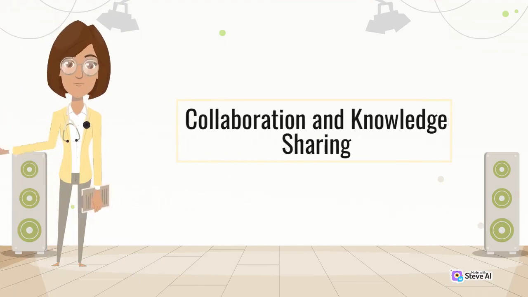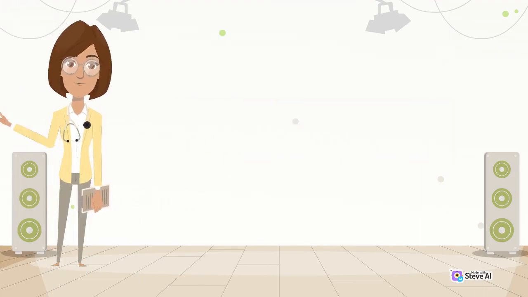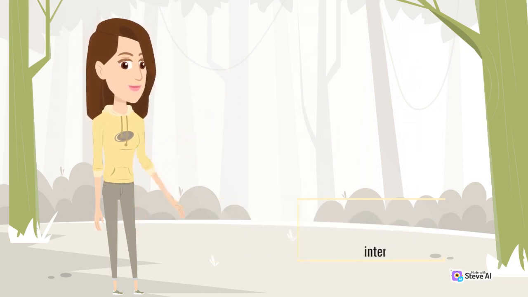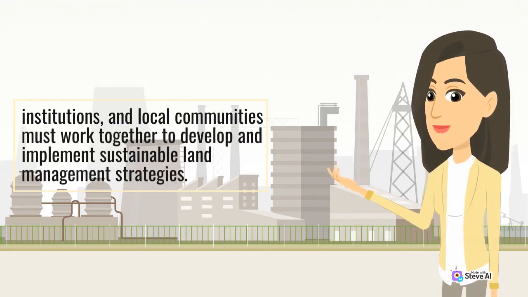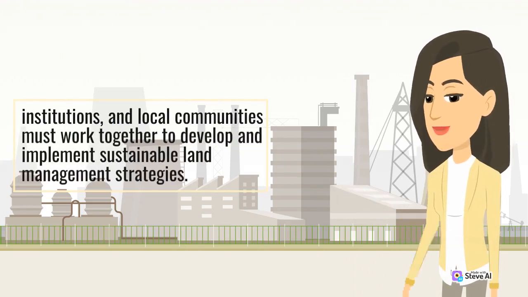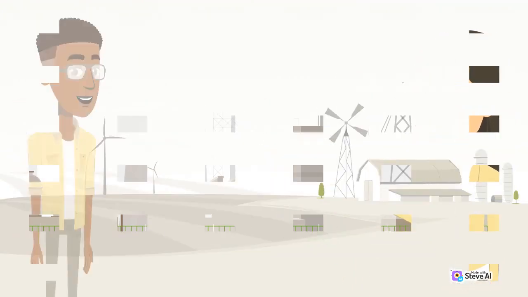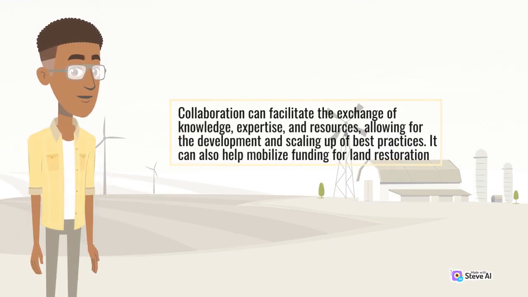Collaboration and knowledge sharing. To achieve meaningful and lasting results in combating desertification, collaboration and knowledge sharing among stakeholders are essential. Governments, international organizations, NGOs, research institutions, and local communities must work together to develop and implement sustainable land management strategies. Collaboration can facilitate the exchange of knowledge, expertise, and resources, allowing for the development and scaling up of best practices.